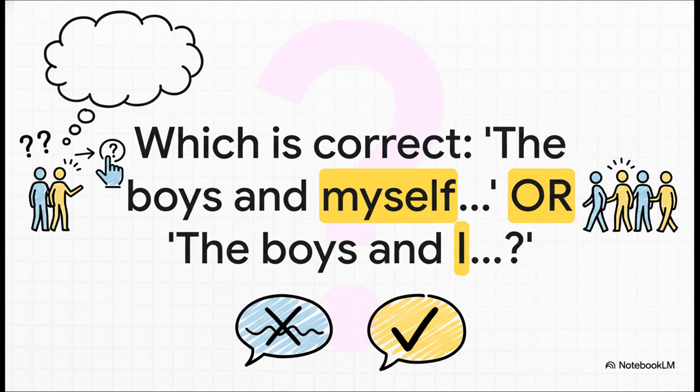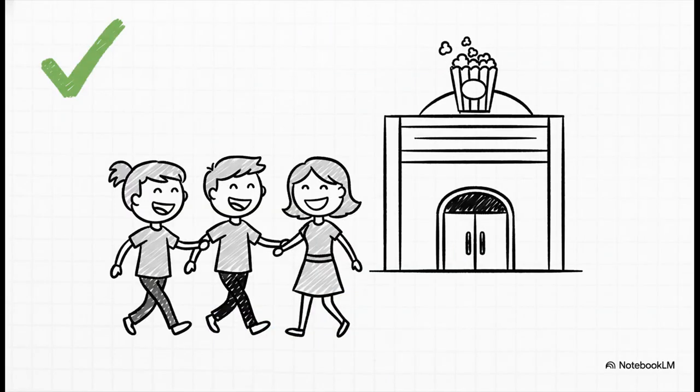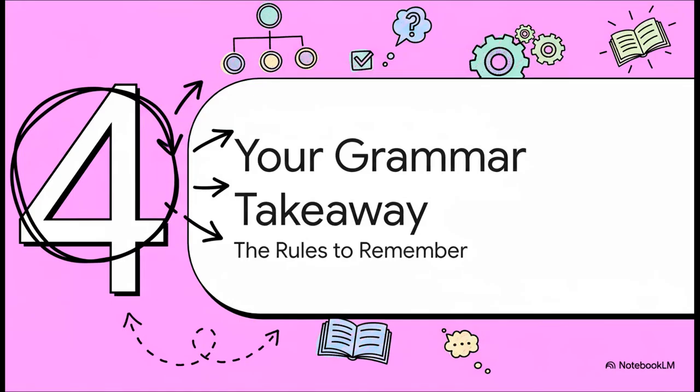Okay, moving on to question number 2. This one is testing one of those really common grammar traps. So, which one of these is correct? Think about what can't be the subject of a sentence. Yes, the correct version is, the boys and I are going to the movies. You totally nailed it if you remembered that myself just can't be part of a compound subject. You have to use the subject pronoun I.